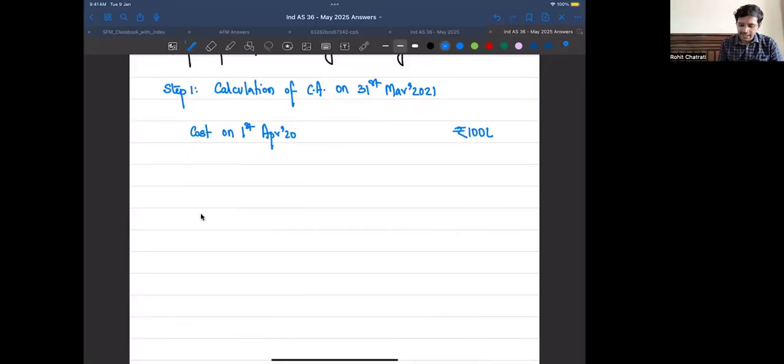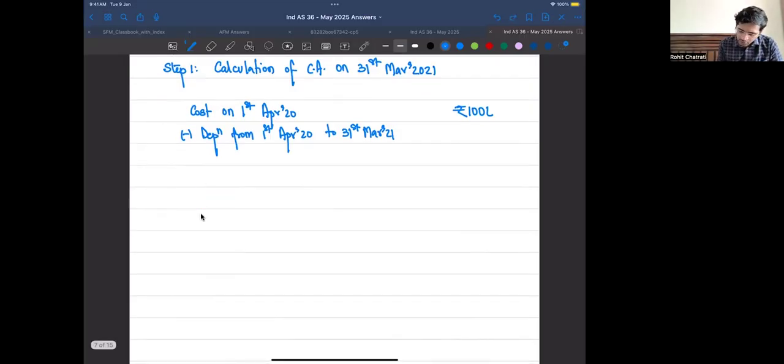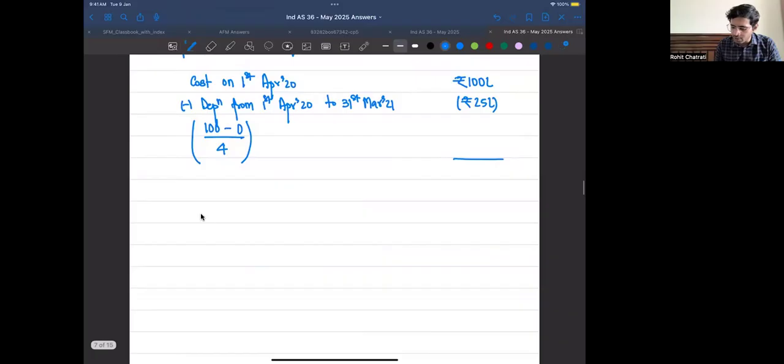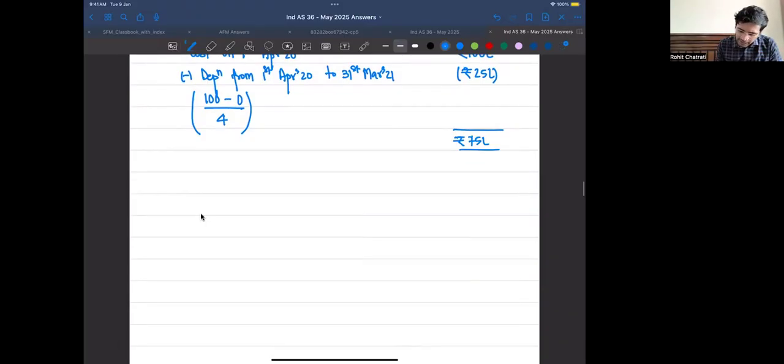We then recognize depreciation for the year 2021. We are going to calculate the depreciation from 1st of April 2020 up to 31st of March 2021, so depreciation for 1 year. The amount of depreciation is calculated as cost less salvage value or residual value, the whole divided by useful life. In our case, the cost is rupees 100 lakhs, salvage value is 0, the whole divided by useful life of 4 years. So this is going to be rupees 25 lakhs. Because there is no salvage value, I can directly do cost divided by useful life, and the carrying amount is going to be rupees 75 lakhs. So the carrying amount of the asset on 31st of March 2021 is rupees 75 lakhs.